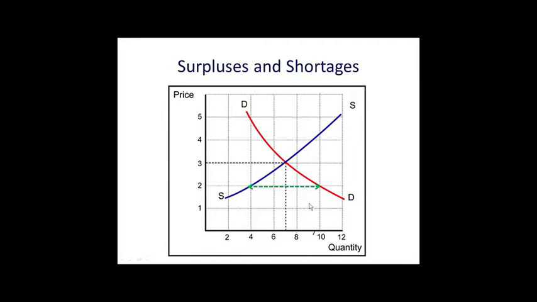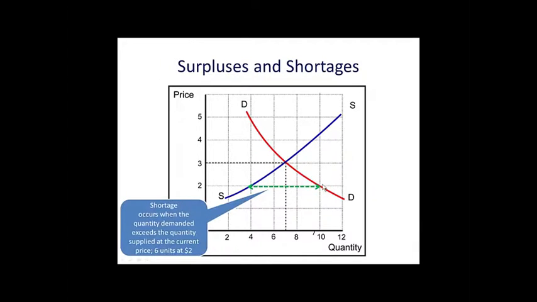At a price below equilibrium, we get a shortage. As you can see here, the quantity demanded is greater than the quantity supplied by that distance. In other words, at $2, there's roughly 6 units of shortage.